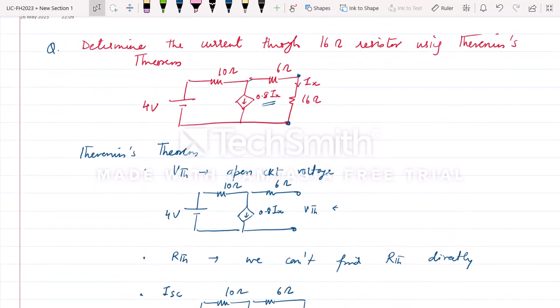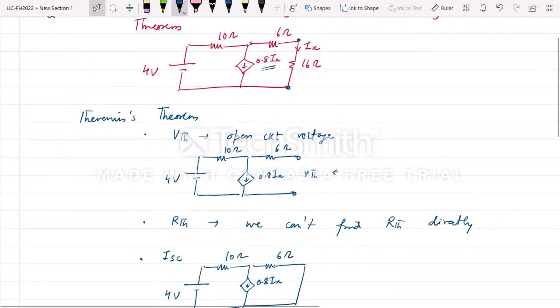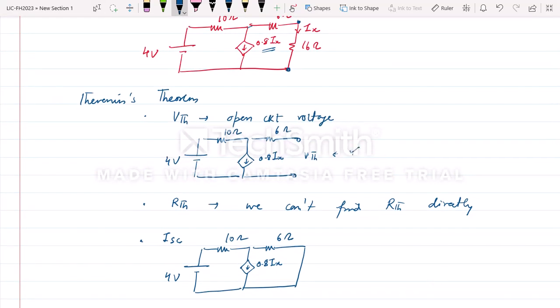In this problem they are asking: determine the current through the 16 ohm resistor using Thevenin's theorem. First we have to find VTH for this circuit. Let us start with how to find VTH. You can see this is IX, and we are opening this. IX is nothing but the current, and this dependent source is depending on this current.